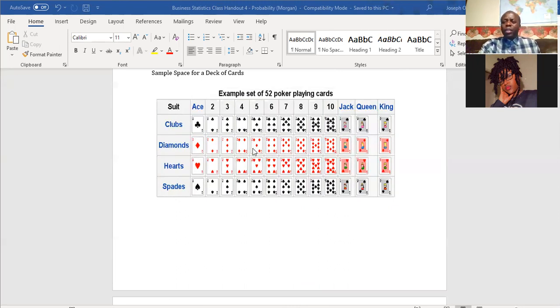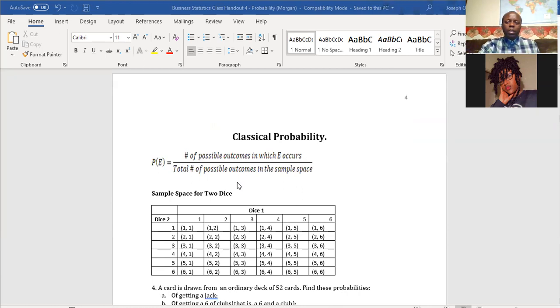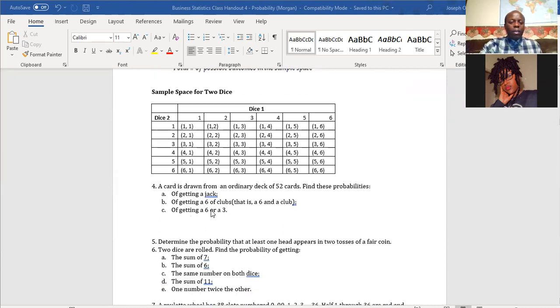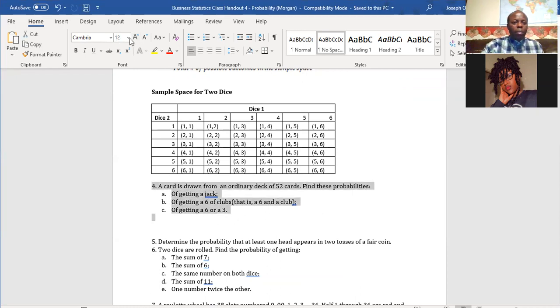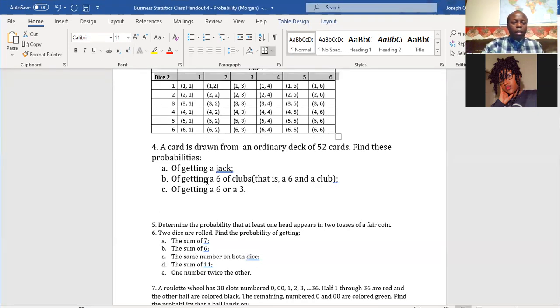So what I'm trying to say here is that for classical probability, we already know the sample space. They're based on known sample spaces. And then we use that to calculate the probability of the event. Let us see maybe two or three examples on this. Let's look at number 4. I'm going to make it bigger. Number 4 says, a card is drawn from a deck. Find the probabilities of getting a jack, of getting a 6 of clubs, of getting a 6 or a 3.